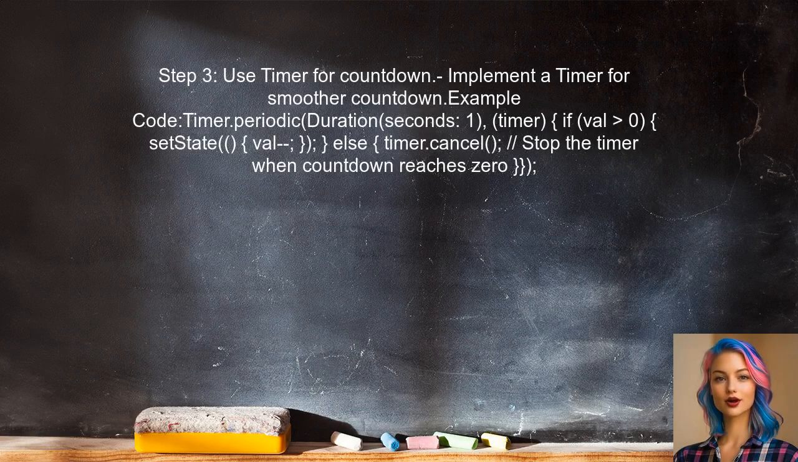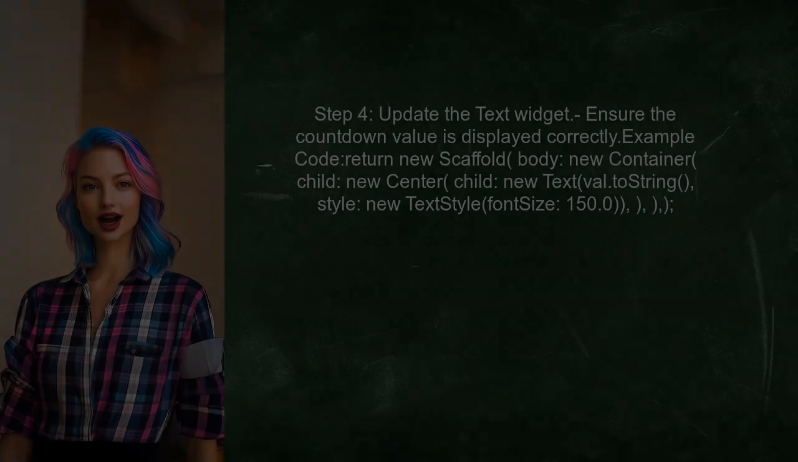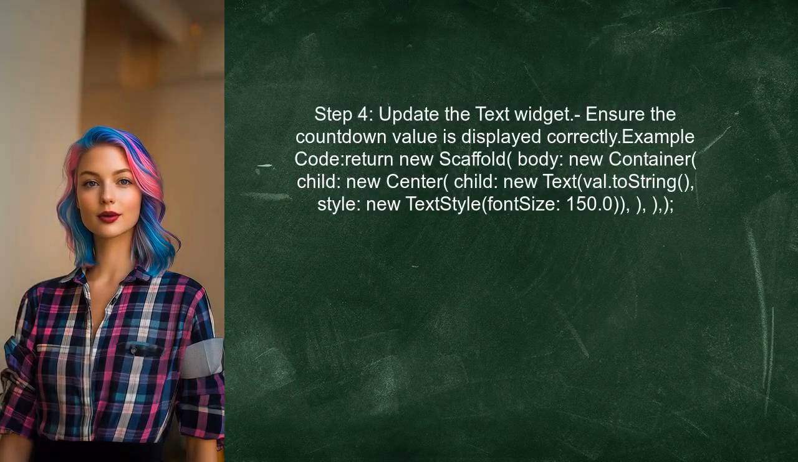Additionally, the user should consider using a timer instead of the countdown plugin for better control over the countdown process. This can provide a smoother experience. Finally, the user should ensure that the countdown value is displayed correctly in the widget. This can be done by updating the text widget to reflect the countdown value.